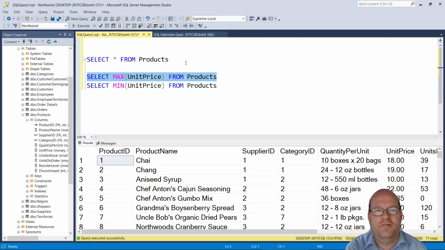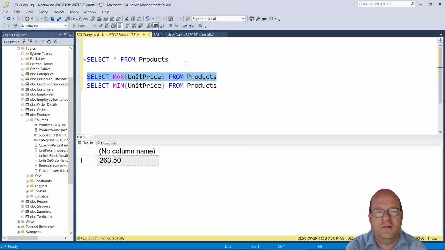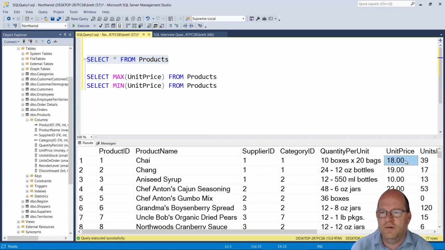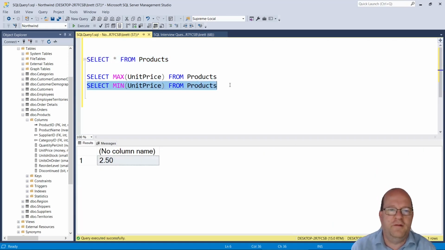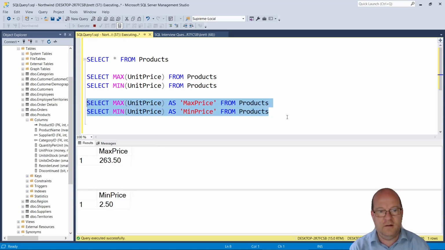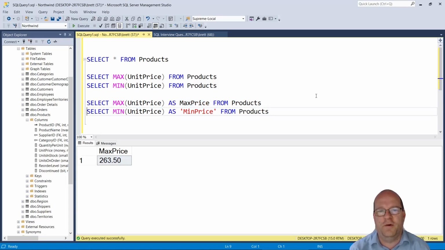So to find the maximum price, we can use max. That's 263.5. And the min price is 2.5. This is using the unit price column. Note that when we run the query, there is no column name here, so it's always best to use column aliases. So you can use as and then put the column name here. This will also work, but I tend to use single quotes around my column names. That means you can put spaces in.